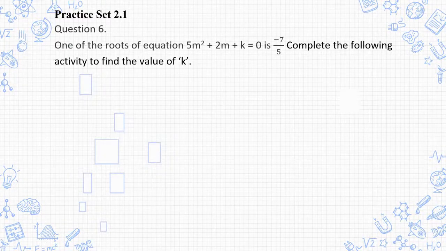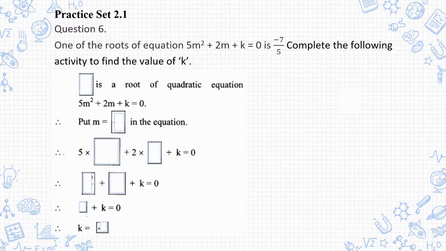Practice set 2.1, question 6. One of the roots of the equation 5m squared plus 2m plus k equal to 0 is minus 7 upon 5. We have to complete the following activity and find the value of k. So in the question itself, if you see, for the first block, it is given minus 7 upon 5 is the root of the quadratic equation. So in the first block, I'll have minus 7 upon 5.